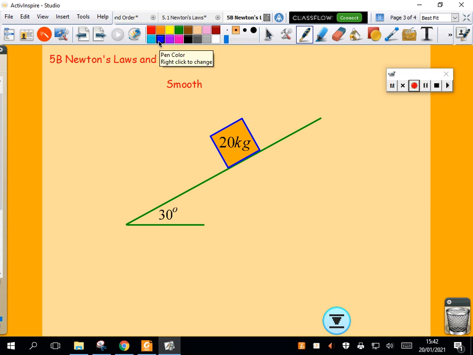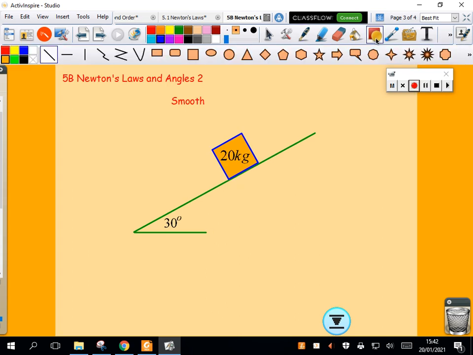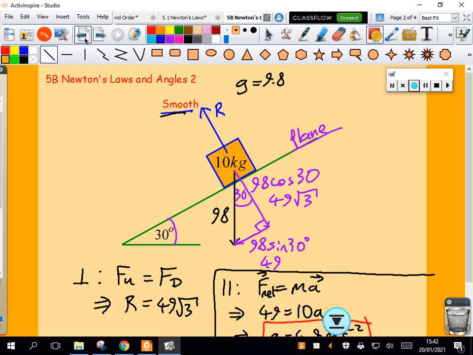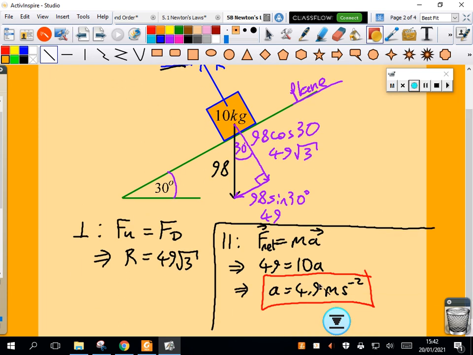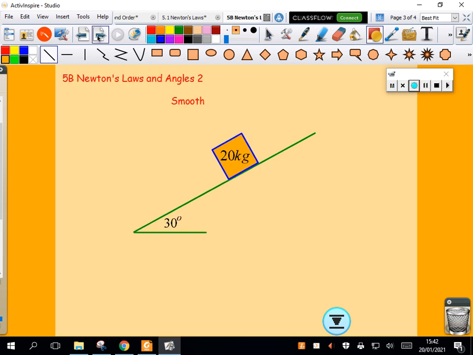I want to look at this very similar example, but I just want to see if I double the weight of the particle, what happens. Have a think about what happens. Do you think it'll accelerate at a higher rate than 4.9 meters per second squared, or at a slower rate? If it's heavier, maybe it'll move slower, or the same rate. You know, think about those things before you go and answer it.